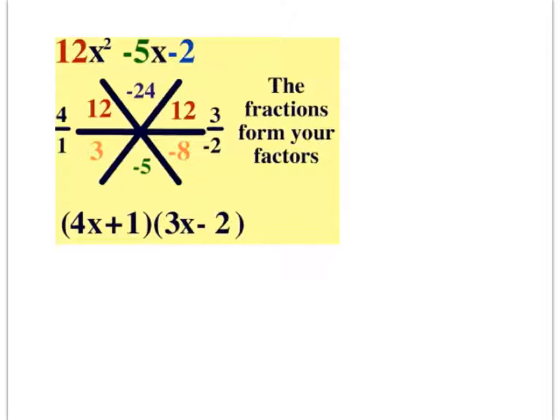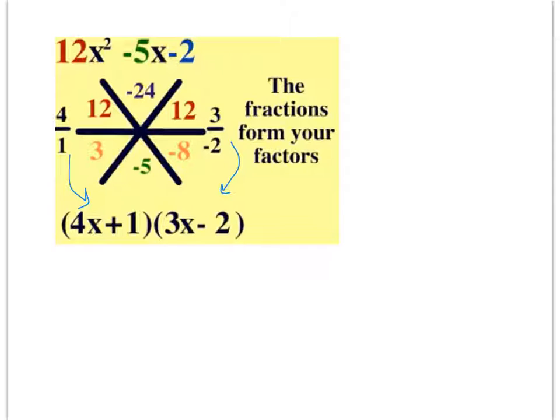So here's another picture. Again, the 4 over 1 makes 4x plus 1. The 3 over negative 2 makes 3x minus 2. Now we can check our work here when we get our end result in our two binomials. We can go ahead and FOIL and make sure that we get the original product that we started with.